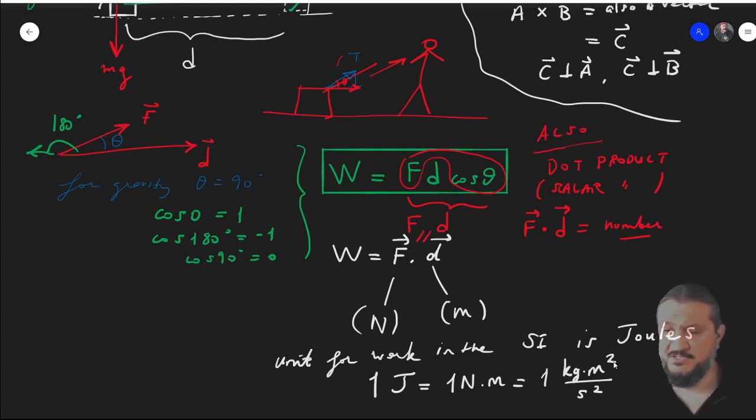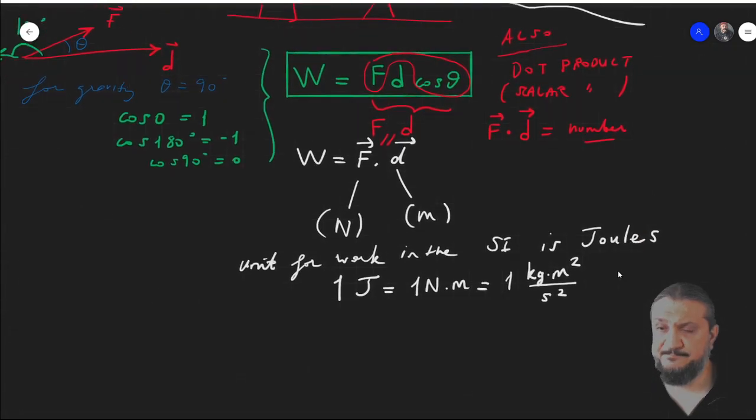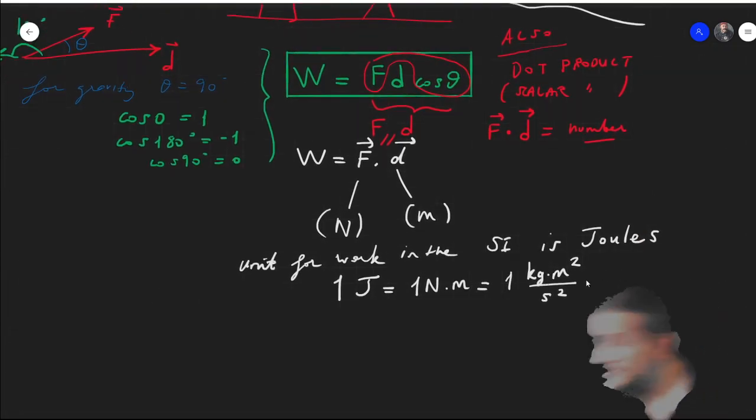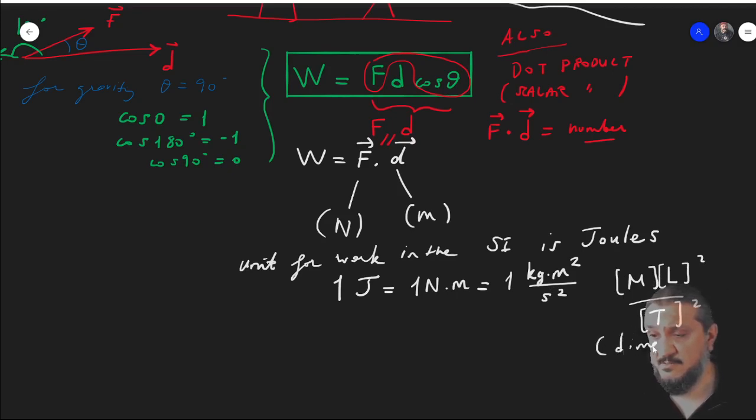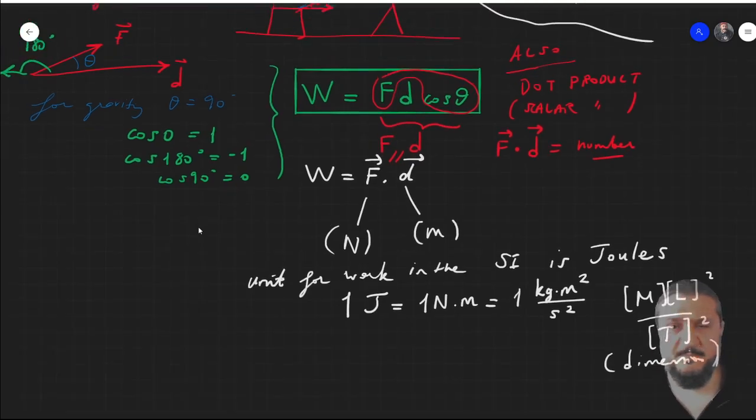Okay, so the dimension of energy is mass m, and velocity squared, or you can call it L squared over t squared. That is the dimension. Remember, when I say dimensional analysis, I'm talking about this kind of analysis. Dimension of energy and work. Okay?